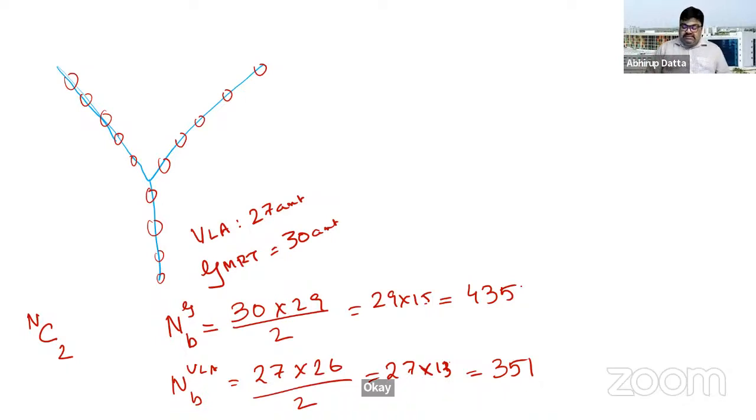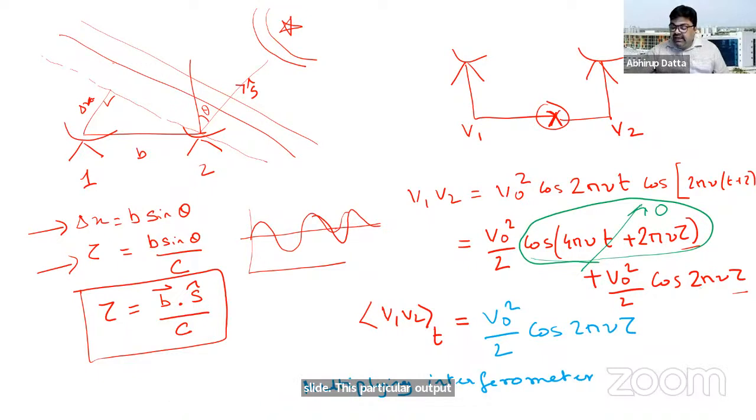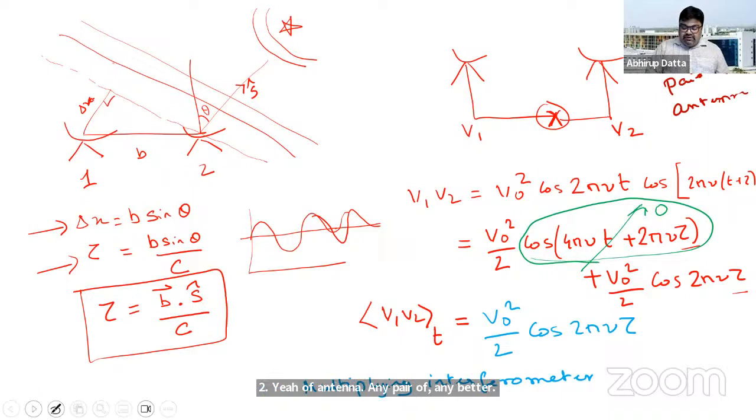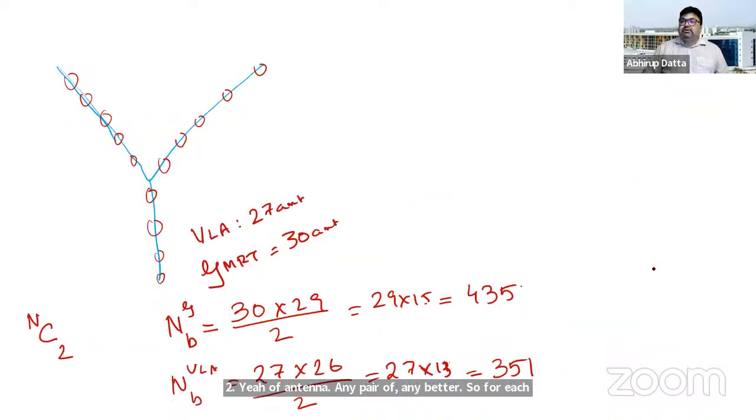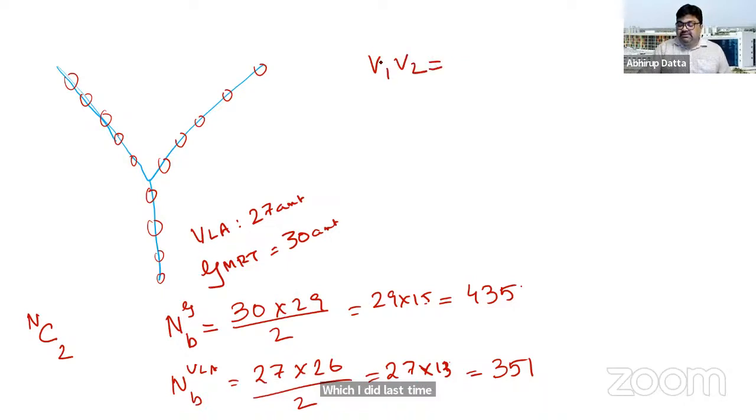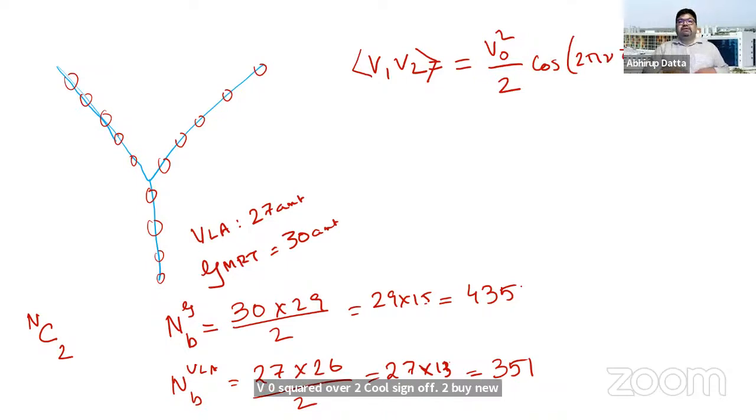Now, in the previous slide, this particular output is between any pair of antennas. So for each of these baselines, we will have an output. Now I'm generalizing, instead of saying V1, V2, which I did last time, the expression came out to be V0 squared over 2 cosine of 2 pi nu tau, right? That was the expression we got last time.